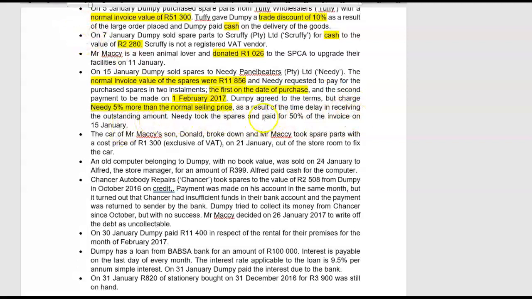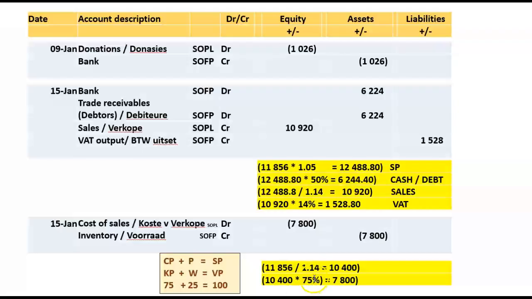Needy took the spares and paid for 50% of the invoice on 15 January. Okay, so the normal invoice price is 11,856. We are going to charge him 5% more. So we are going to charge him 11,856 times 1.05 equals 12,449. That is our selling price.